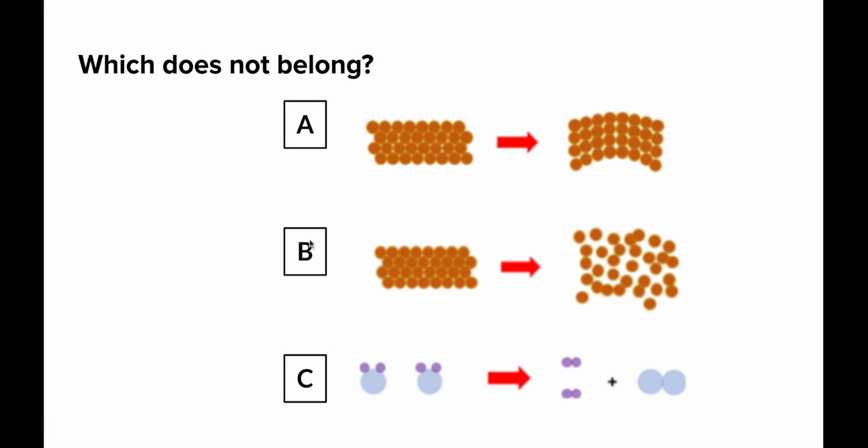Okay, out of these three choices, what you should notice is that A is just being bent, so it's the same substance. B, the particles are spreading out, but they're the same. You can see they're the same color, so the substance is just being changed, but not to something new. It's still the same substance. C, you have the blue dot with two purple dots. But after you go through the change, you have this new thing, two purple dots, two blue dots. So the one that does not belong is C because C is showing a chemical change, whereas A and B are showing physical changes.